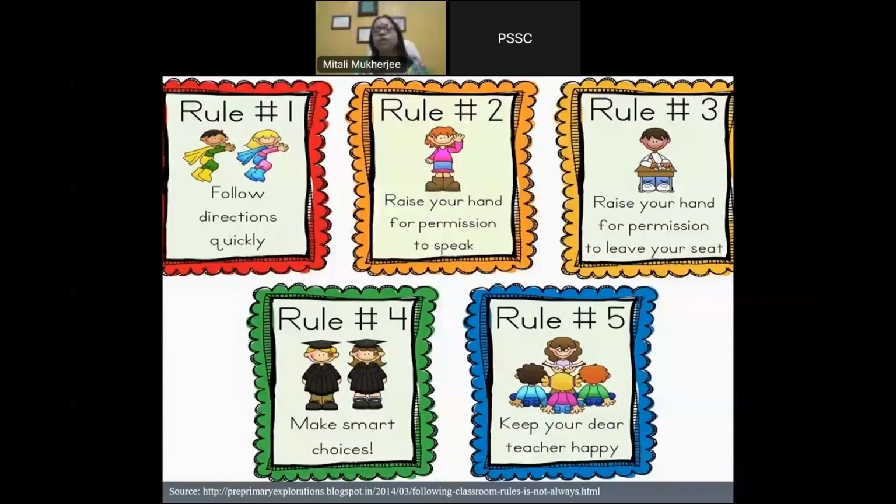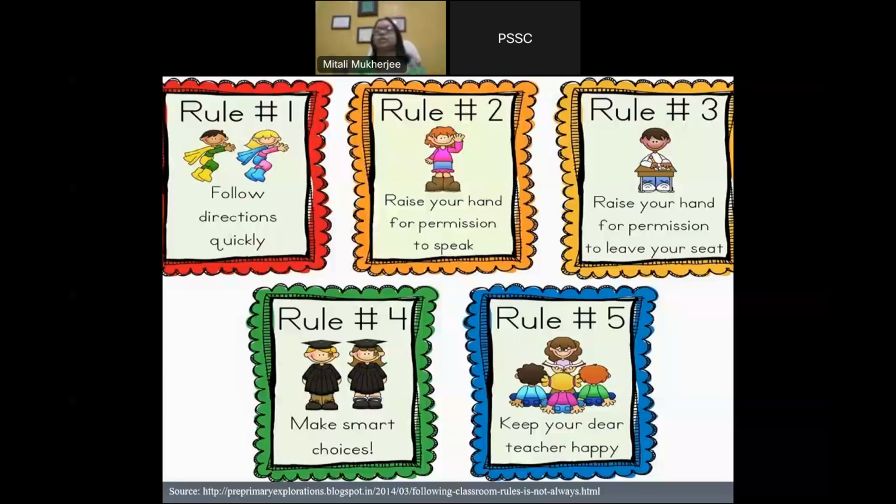And when you're putting the class rules, please don't use negative words. Raise your hand for permission to leave the seat. ऐसा इसको आप ऐसे भी लिख सकते थे ना, do not leave your seat without permission. That is negative. So you become positive. Raise your hand for permission. Raise your hand for speaking. Follow directions. Don't say follow directions, then you will be punished. So always go for the positive reinforcement.